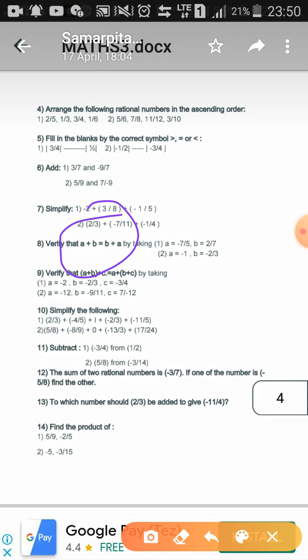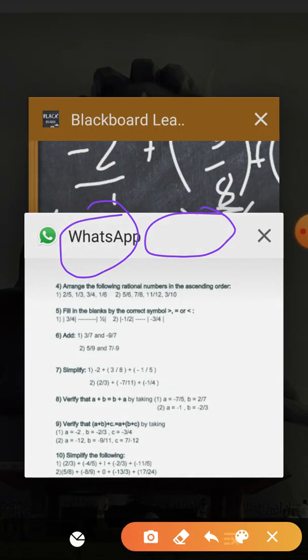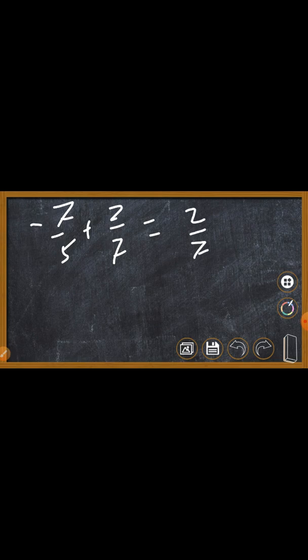You are supposed to prove that a plus b is equal to b plus a, where a and b are minus 7 by 5 and 2 by 7. Okay, so you are supposed to prove that minus 7 by 5 plus 2 by 7 is equal to b plus a, which is 2 by 7 minus 7 by 5. Okay, so this is your a plus b, this is your b plus a.